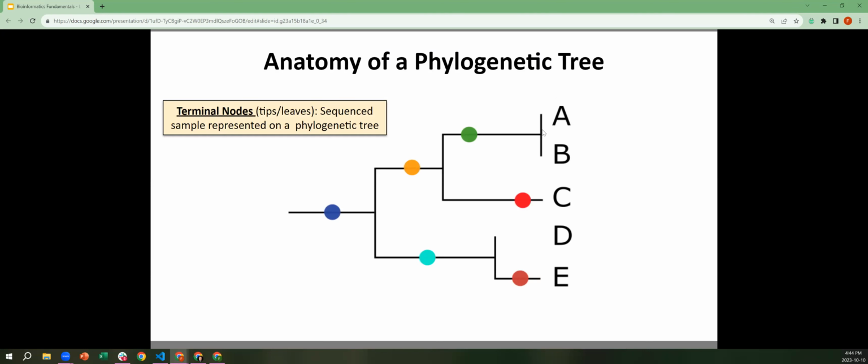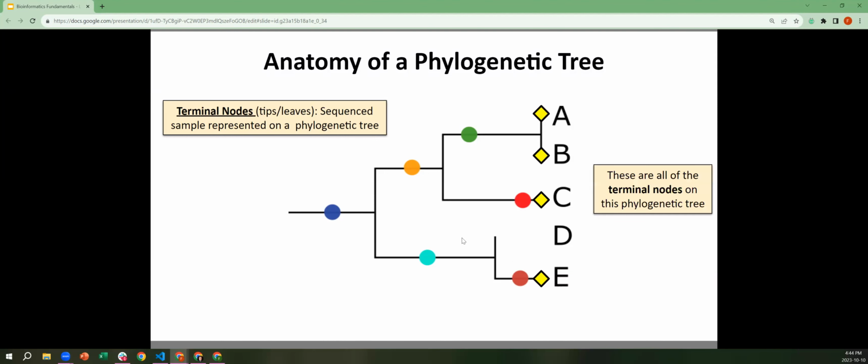That is, every letter here is associated with a terminal node of the tree. These are also referred to as tips or leaves occasionally. And these are the known samples. These are the samples for which we have sequencing. We have taken specimens from individuals, performed sequencing, and constructed a phylogenetic tree. These are the nodes that end the tree, so there are not going to be any sublineages from a terminal node.